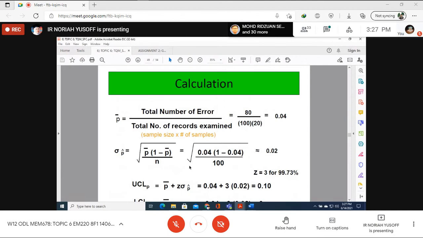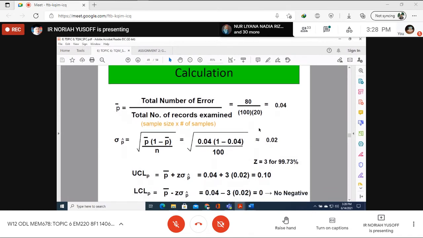So next, to get the average p-value, or the mean value, you substitute into this formula. The total number of errors, which is 80, divided by the total number of records examined. It is recorded by 20 operators, and the sample size is 100. So you multiply the sample size by the number of samples. The number of samples refers to the 20 operators earlier. So 80 divided by 100 divided by 20 gives 0.04. So the mean of the p-value is actually 0.04.